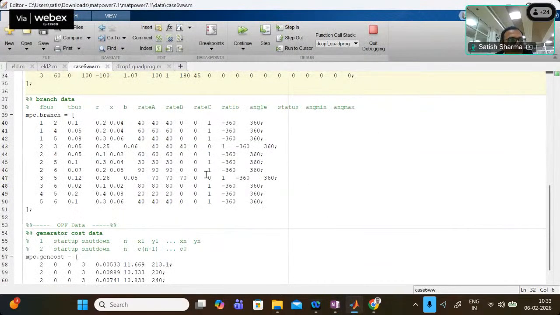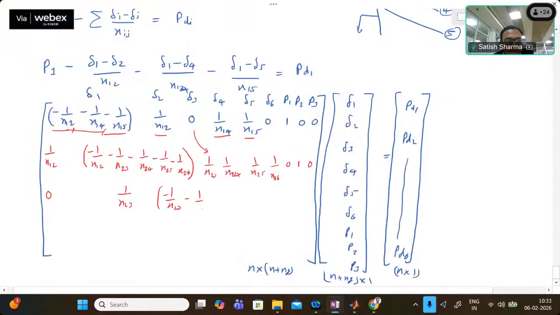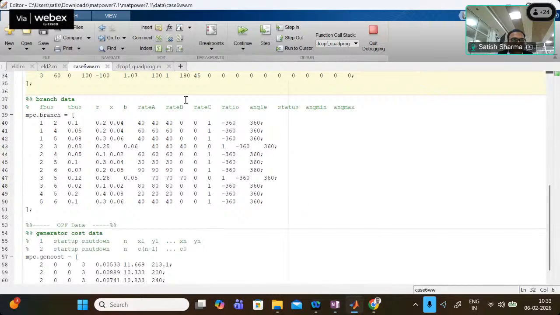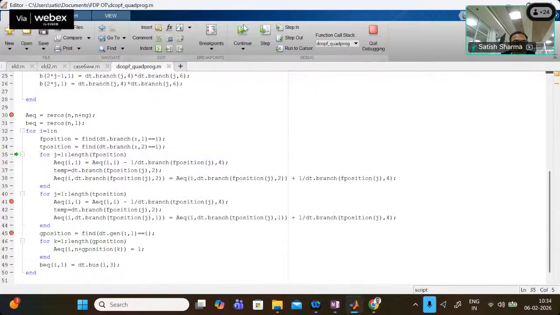So 3 is connected with the 2 and then 5 and 6. So x 3 5 and minus upon x 3 6. Then there is no connection with the 4, so you can see 4 is basically 0. 5 is available, so it will be 1 upon x 3 5, and 6 is available, which is 1 upon x 3 6, and this is also generator, so 0 0 and 1 will be placed. So let's see if we are able to obtain these values or not. So I will continue to the next part and then check AEQ.